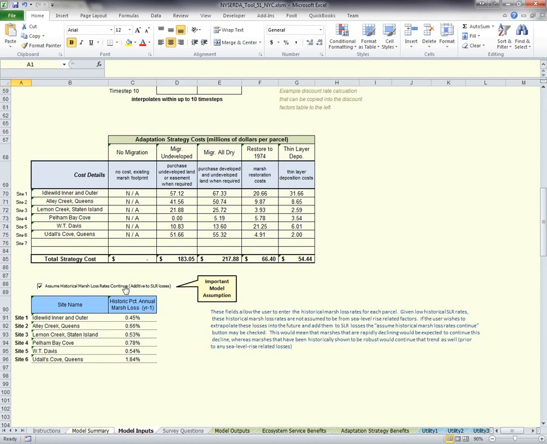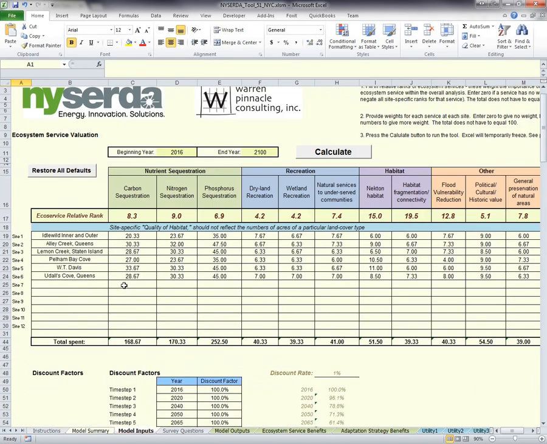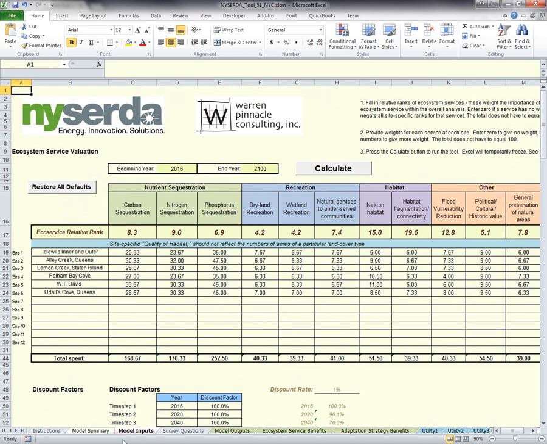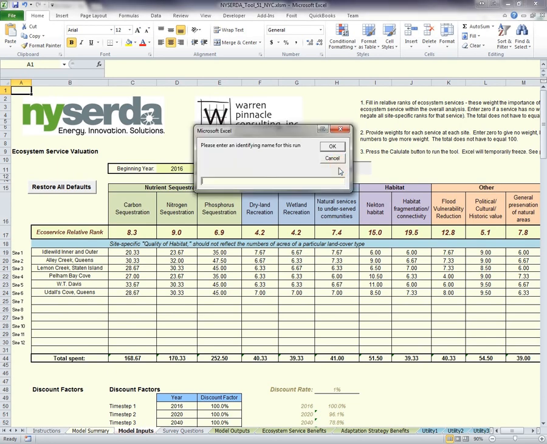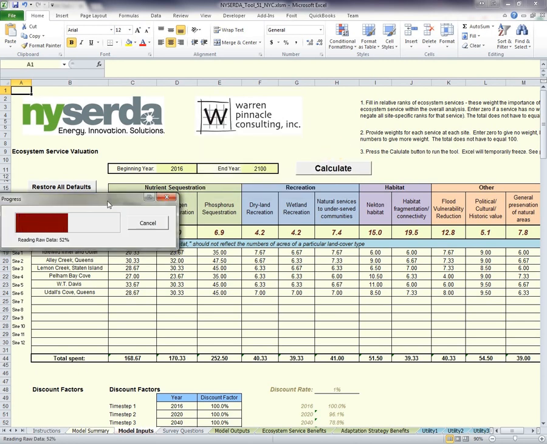So we're going to click that box, and then we're going to go to the top of the Model Inputs tab, and we're going to select Calculate for the first time. And that asks us to identify the run with a text string. So I'll call this historic loss. I will select OK, and the model will start to run.